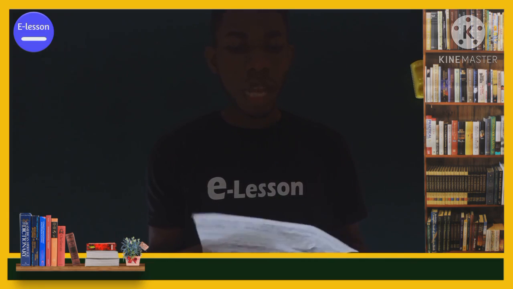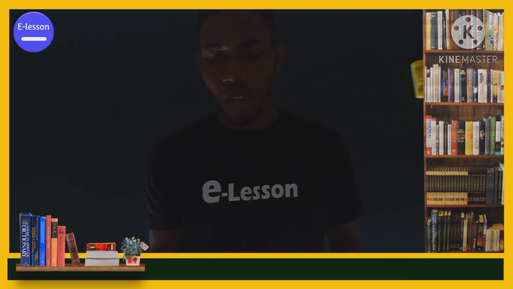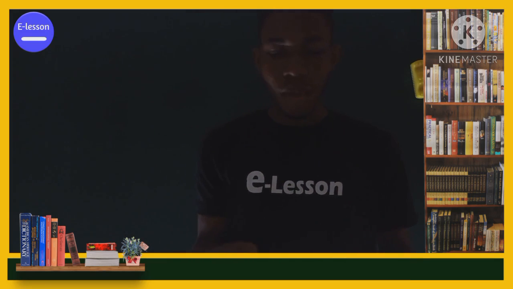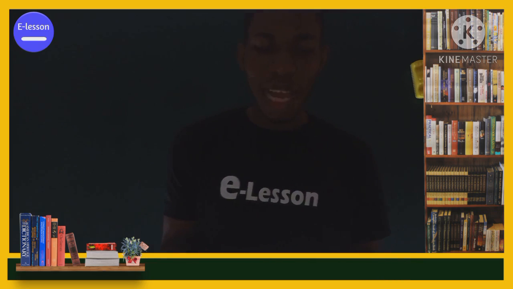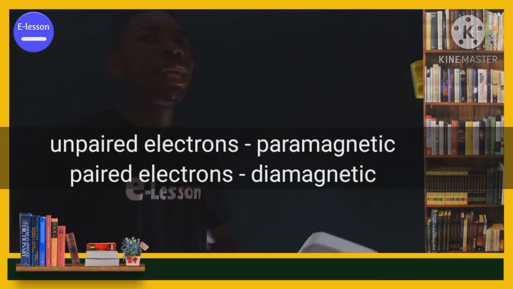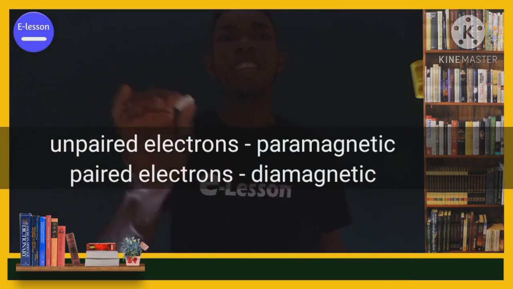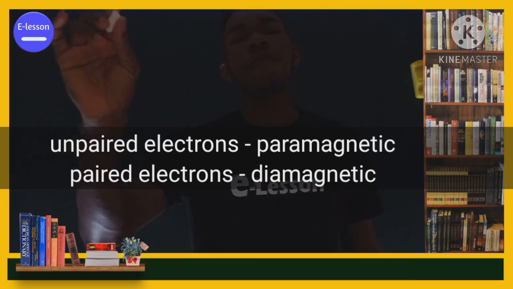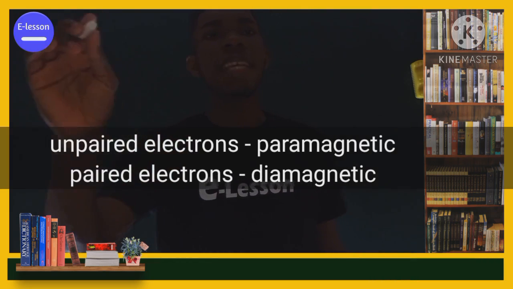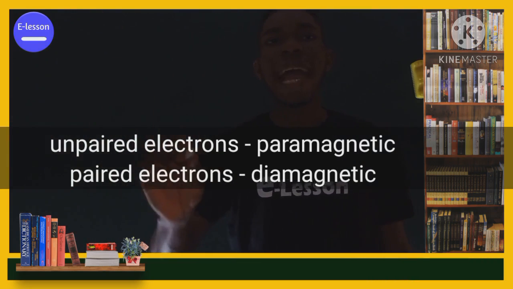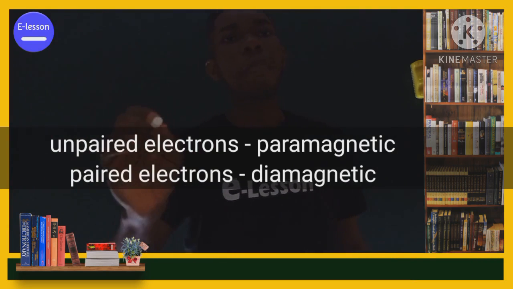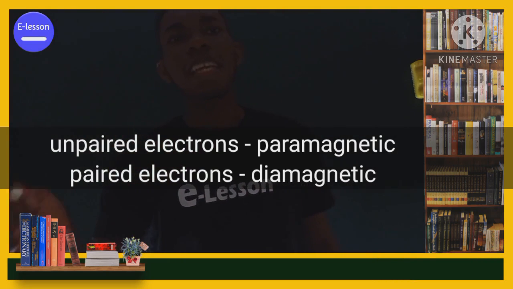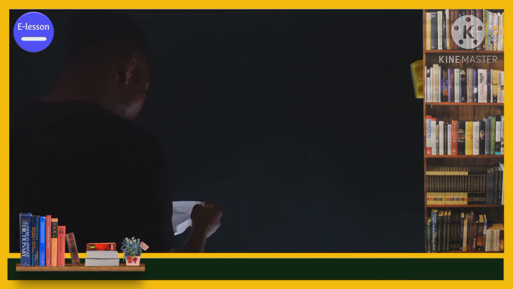Now we have another question that says, in the ground state configuration of a cobalt atom, there are dash unpaired electrons and the atom is said to be. Now, whenever an atom has unpaired electrons, we say that atom is paramagnetic. If it has no unpaired electron, that atom is diamagnetic. If it has unpaired electrons, it is paramagnetic. If it does not have, it is diamagnetic.